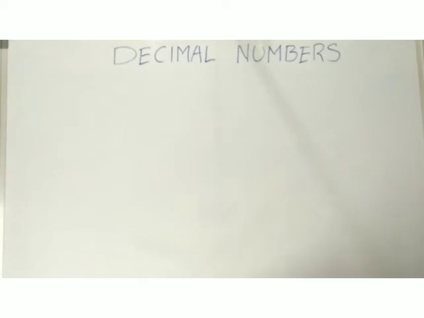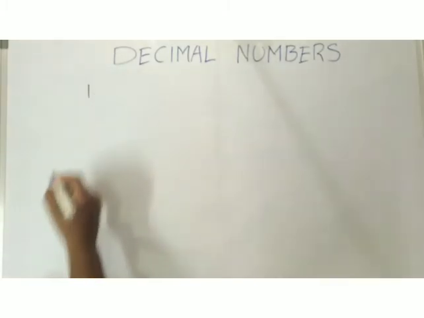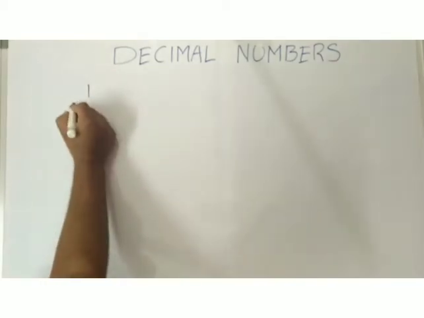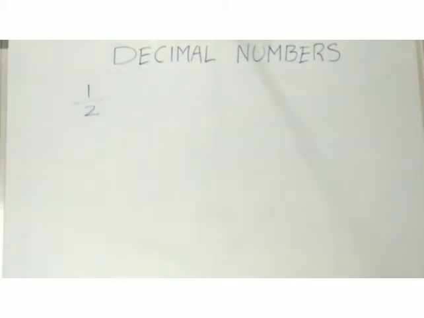What is the meaning of decimal? Here I think everybody knows. Suppose if I write 1, it's the number 1, so 1 is a whole number. Suppose one chocolate is there, and we want to share it between 2 members. If we divide that one into 2 parts, half, now we'll get a decimal number.